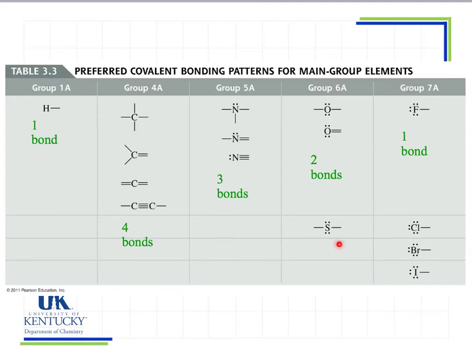Sulfur, we see, has 2 bonds. And unlike oxygen, it typically will not form a double-bonded sulfur. So when you have a sulfur, you know what it's going to look like. Just like with hydrogen, you know it's only going to form 1 bond. And it's looking at these different arrangements that we can assemble these different pieces together and build molecules.